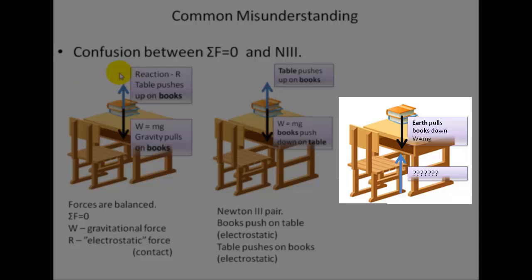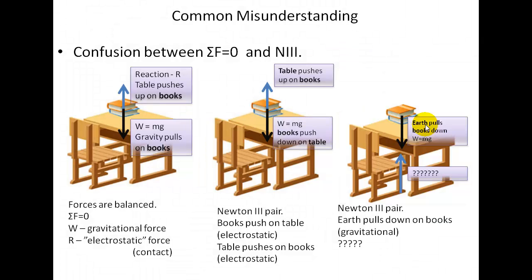The earth pulls the books down. So the earth is pulling on the books. A Newton's third law pair would be the books pull on the earth. The earth pulls down on the books, the books pull up on the earth, which means there's a force pulling the earth towards the books. It's a fairly small force because it's the weight of the books, and you're not going to notice it on the earth because the earth is so big. But there you have it.